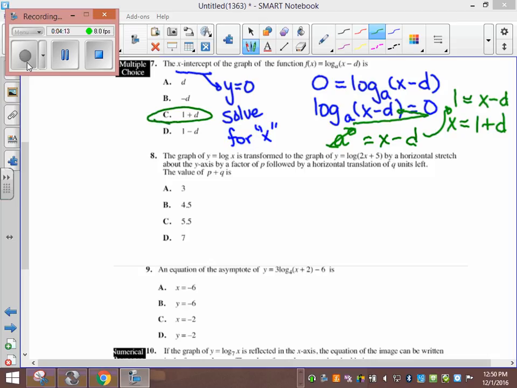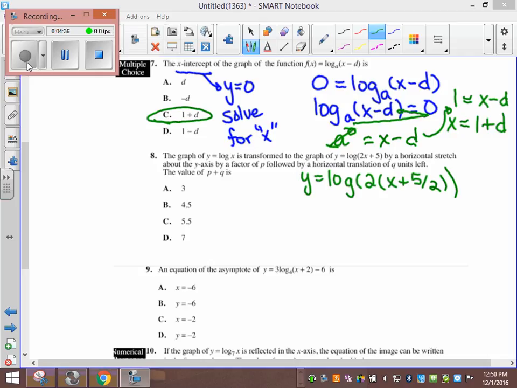What's the hardest part of 8? Or the biggest error? Forget to take out the 2. So we get y equals log of 2x plus 5 divided by 2.